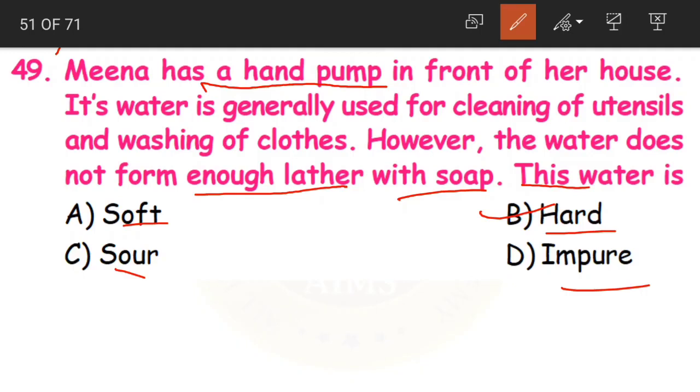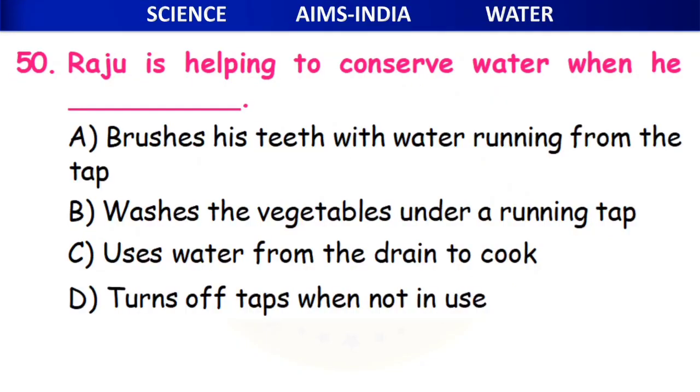Suppose you use tap water and do the same work, like cleaning the utensils or washing the clothes, you will get much foam from the soap. As the water was hard from the underground and she got it from the hand pump, she was not getting enough foam from the soap. Okay, children? So the answer is option B. Clear? And now the next question.